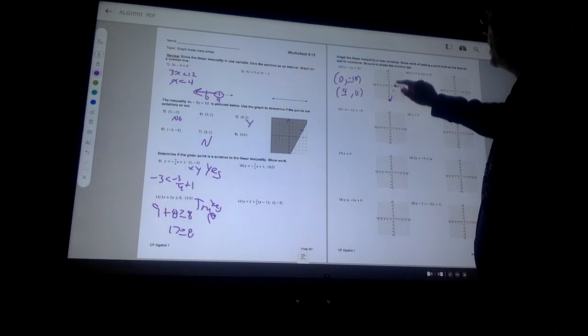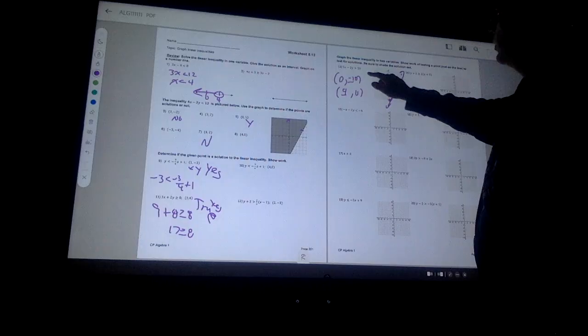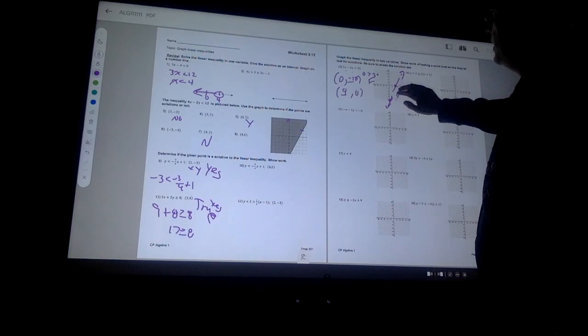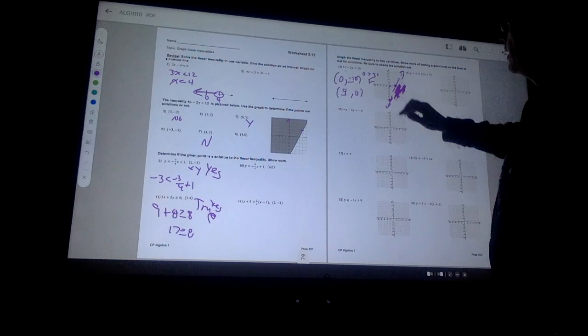This is a dotted line. Check to see if 0, 0 works. Plug 0 in there, 0 there. Is 0 bigger than 20? That's false. So I'm going to shade the opposite side because 0, 0 is right there.